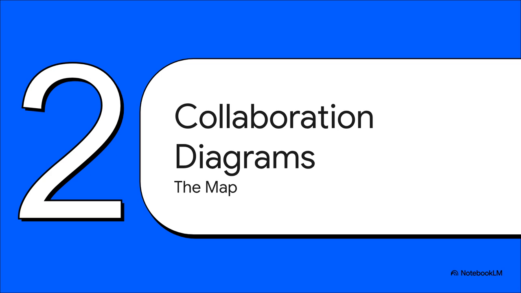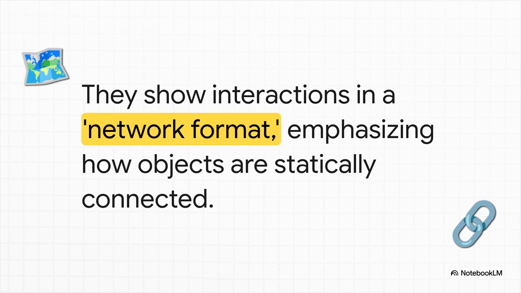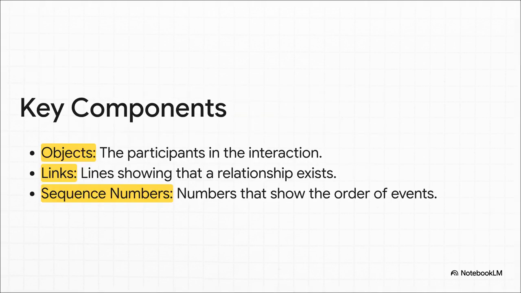All right, now for our second type, collaboration diagrams. So if a sequence diagram is the timeline that shows when things happen, then a collaboration diagram, well, that's the map. It shows you how all the participants are connected to each other. These diagrams use what's called a network format. So instead of that rigid left-to-right layout, objects can be placed anywhere on the page. The focus here is all about the structural organization, the static relationships, and the links that exist between the objects that are involved.